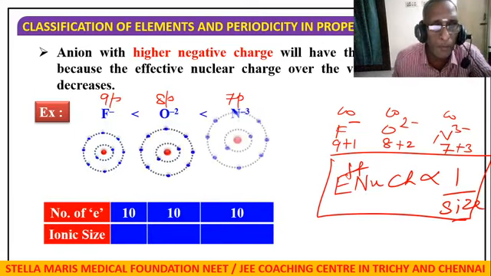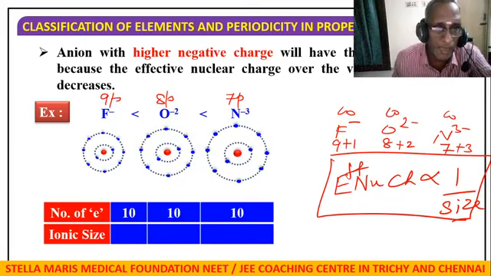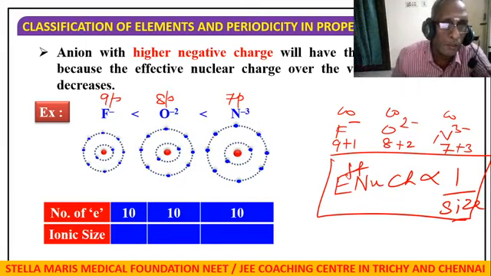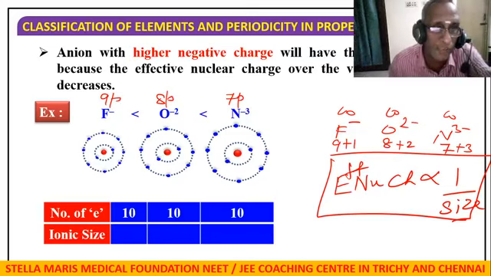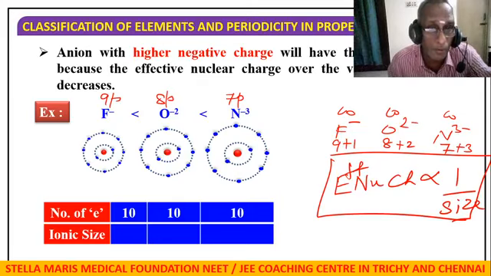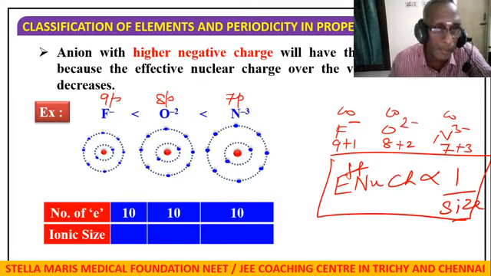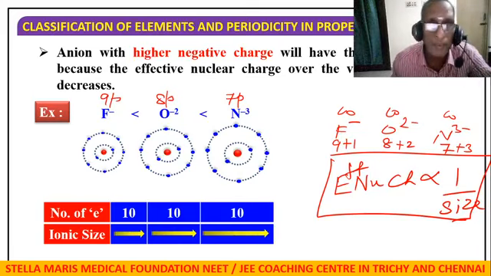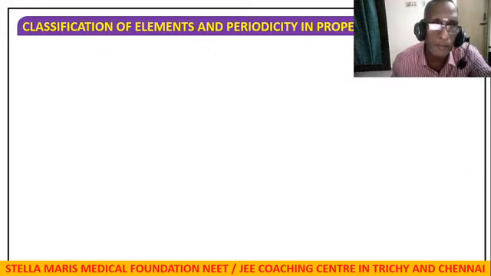In a similar pattern, the same set has been drawn, but you have to note the significance of the red sphere. The red sphere consists of only 9 protons, then 8 protons, 7 protons. All contain 10 electrons. So size increases.